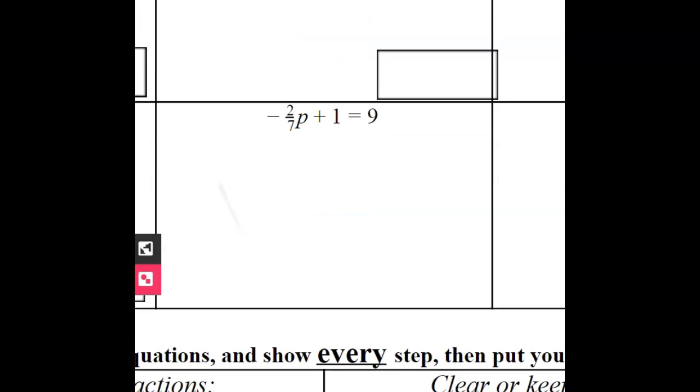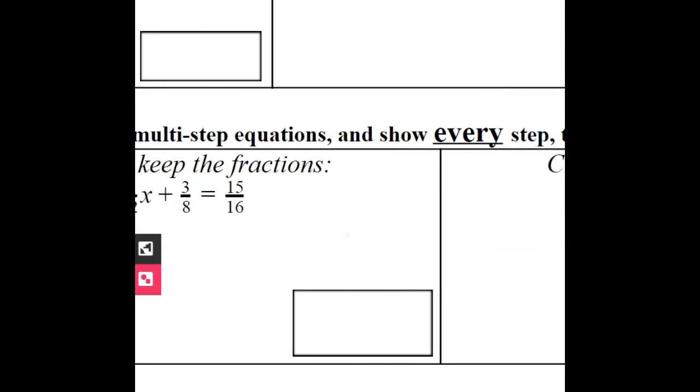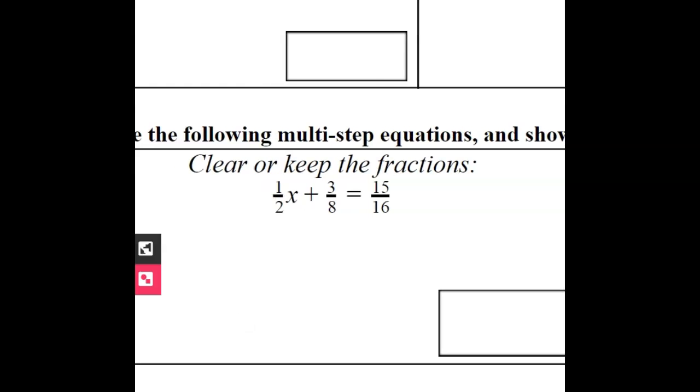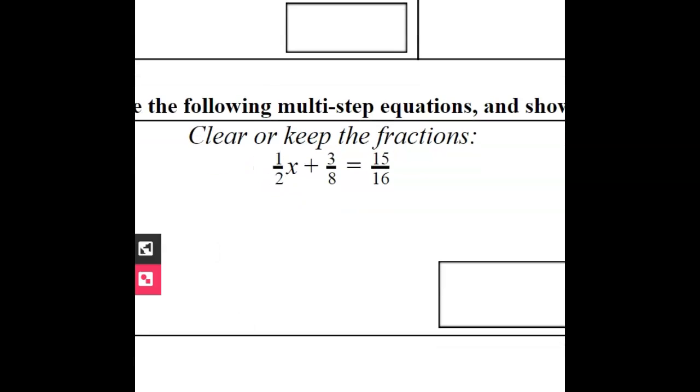Okay. So down here, it says clear or keep the fractions. So this is another one that some kids said they were having a hard time with. So let's clear some fractions. In order to clear fractions, you have to come up with a common denominator. Okay, our common denominator here is, does 2 go into 16? Yes, it does. Does 8 go into 16? Yes, it does. Okay. So we want to get a common denominator of 16.